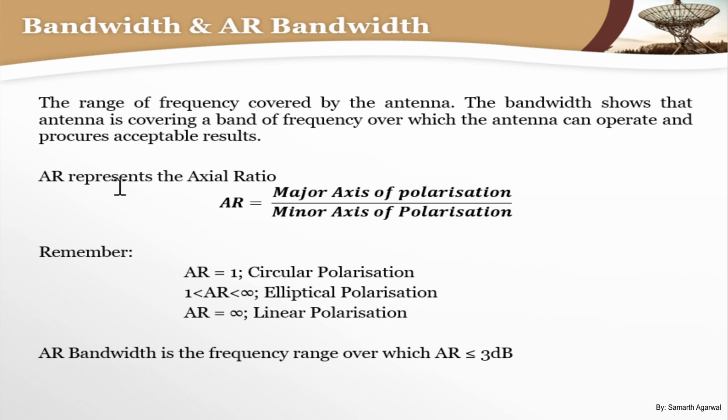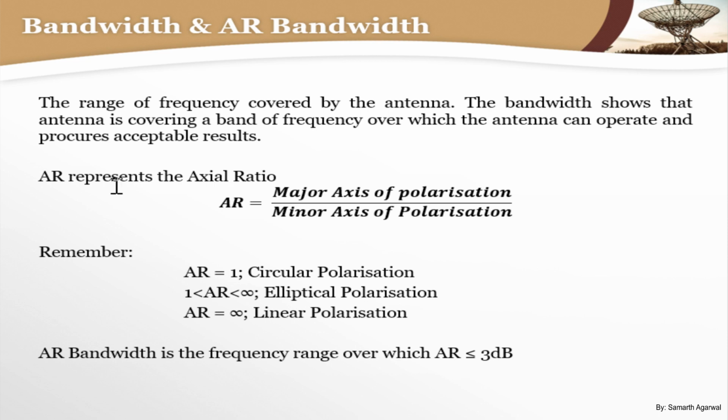If the axial ratio value is equal to 1, it means circular polarization. Within the finite range, with a value greater than 1 and less than infinity, it will have elliptical polarization, and if it is equal to infinity, it will have linear polarization. It is basically a theoretical concept, and it also determines the bandwidth. Whenever 3 dB bandwidth is mentioned, it means the axial ratio bandwidth, the bandwidth measured below the 3 dB point.